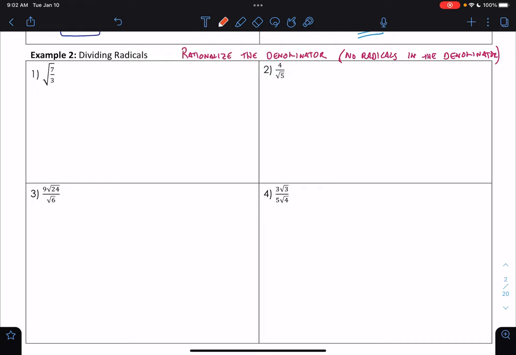Well, properties of radicals says that I can break that up and take the square root of 7 over the square root of 3. Okay? I can put both the numerator and the denominator in a radical. Now, the issue is the denominator has a radical. That's square root of 3.